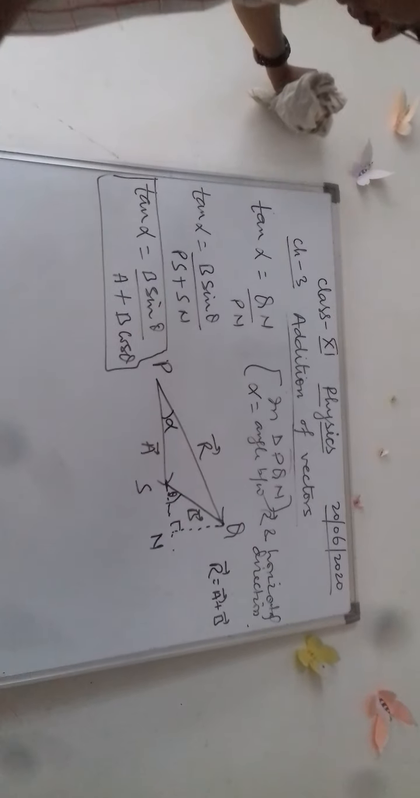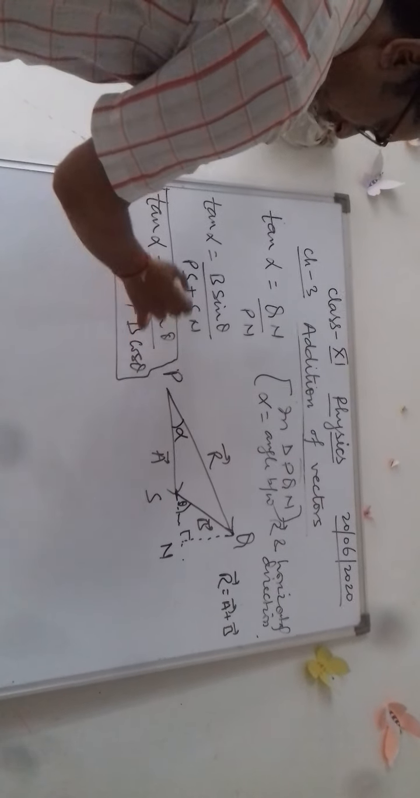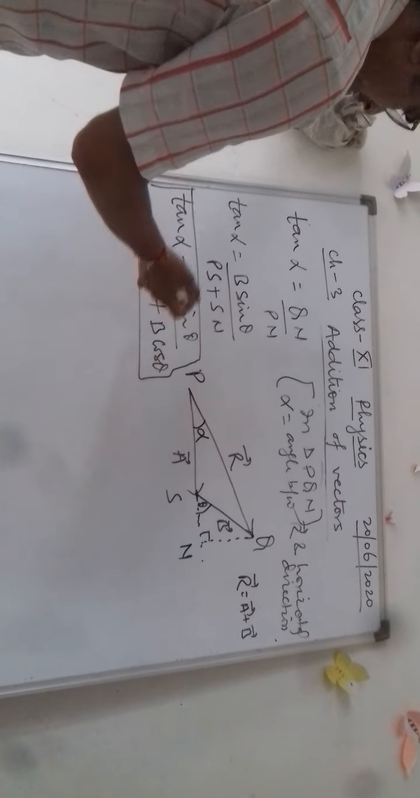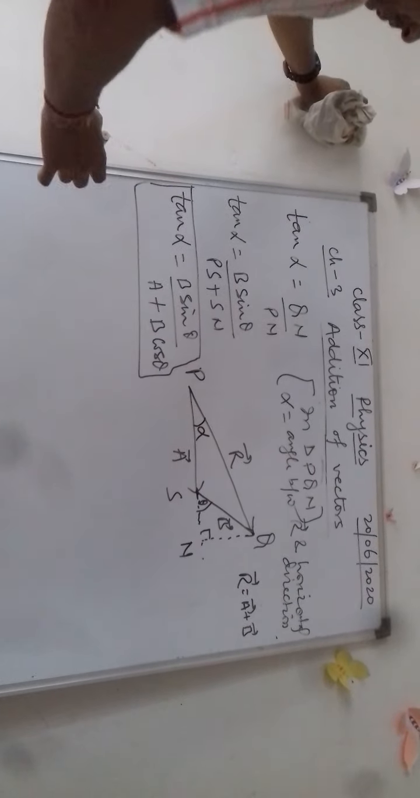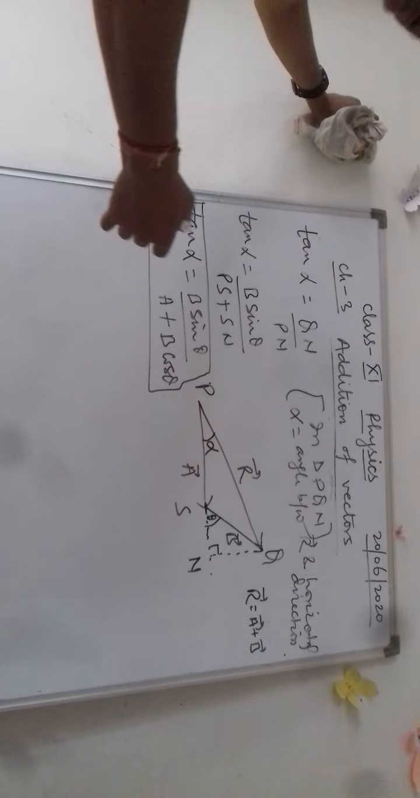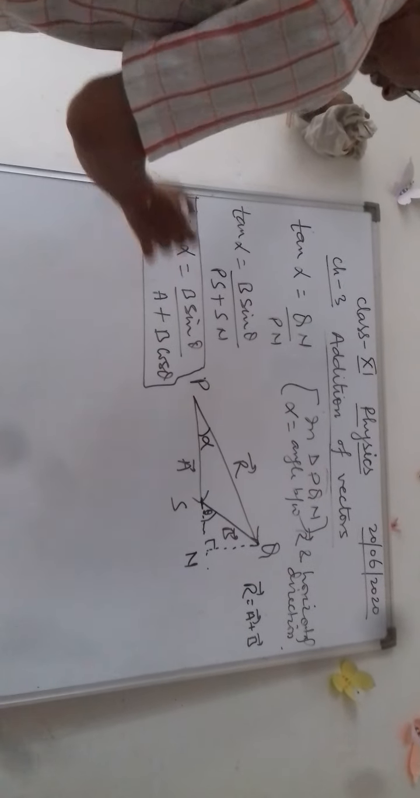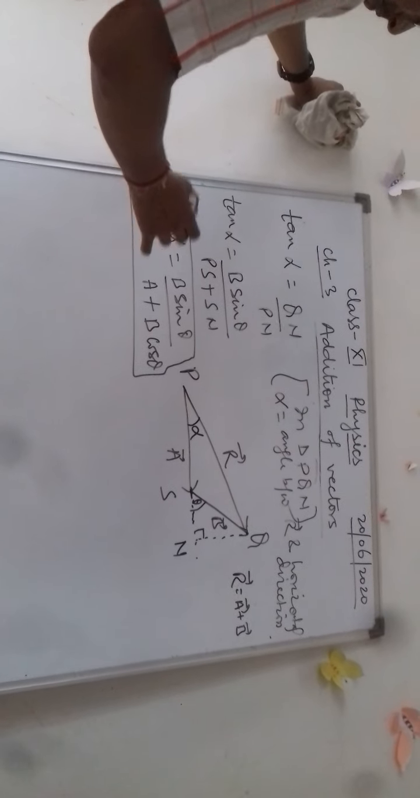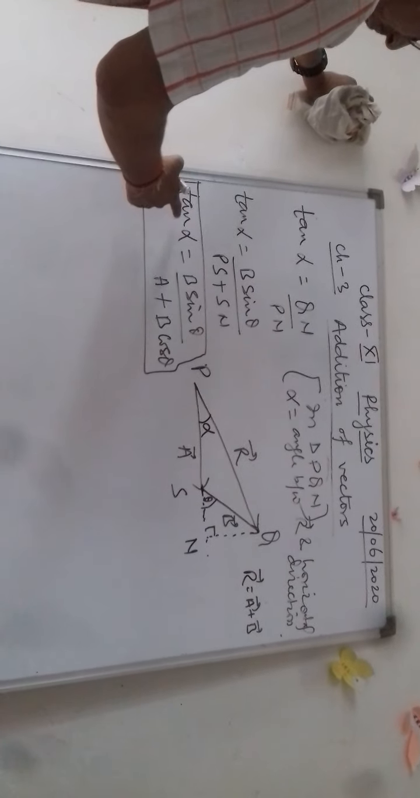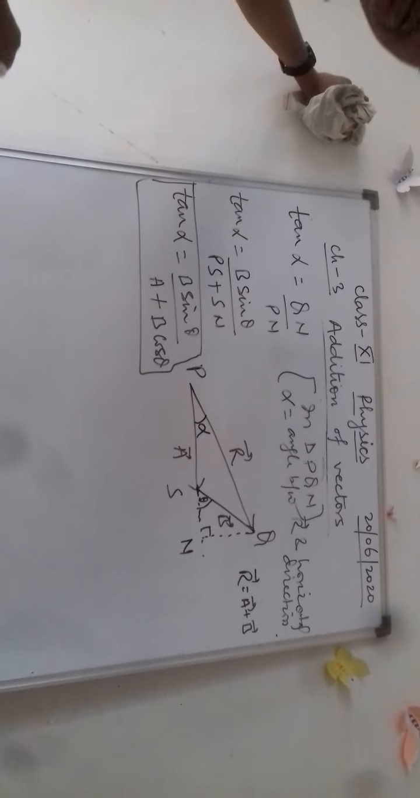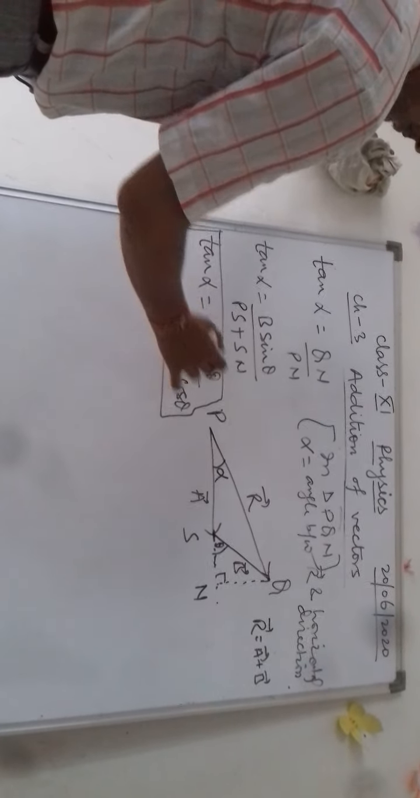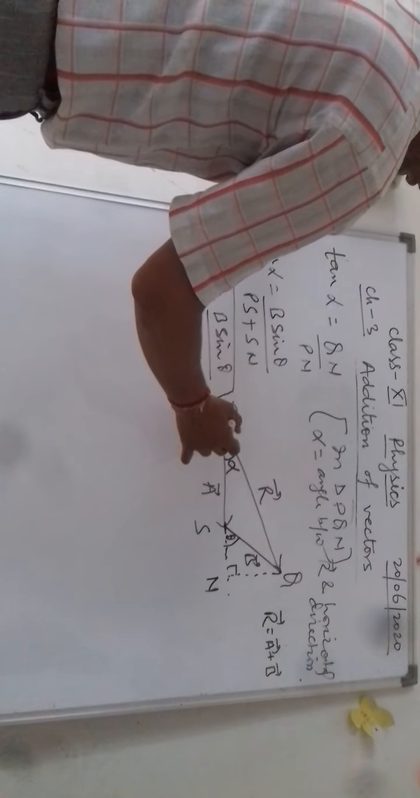It means when the value of sin theta is larger and larger, then the value of tan alpha, that is this direction, will increase. Tan alpha has a maximum value of infinity and a minimum value of 0. So this is the direction of the resultant vector R with the horizontal direction.